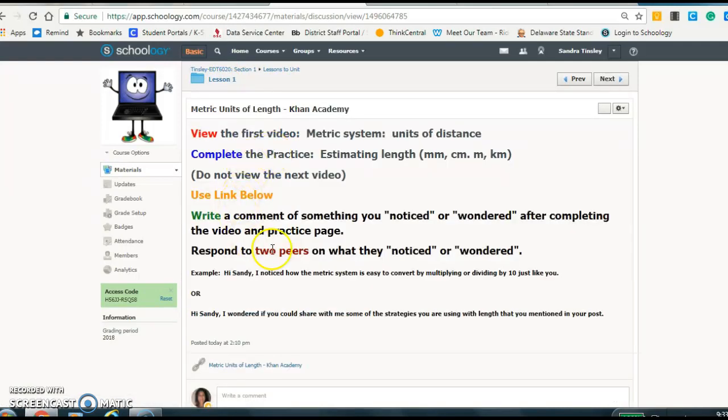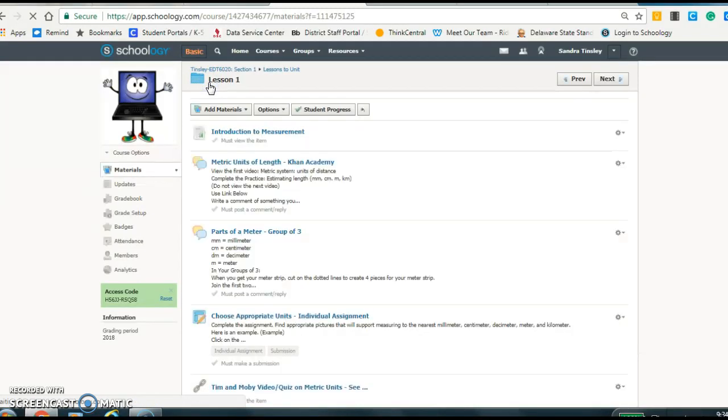In the Khan Academy video, they'll write a comment about something they noticed or wondered after completing the video and practice page, and they'll respond to 2 peers of what they noticed or wondered. And I give them some examples of what they might want to comment to a peer. Next, they'll go on to parts of a meter.